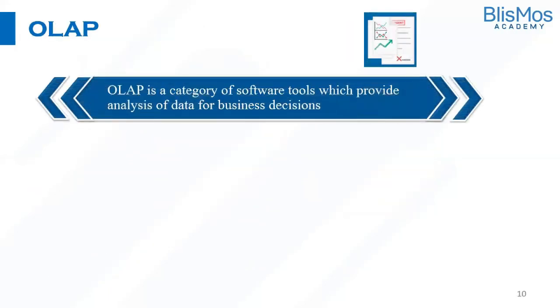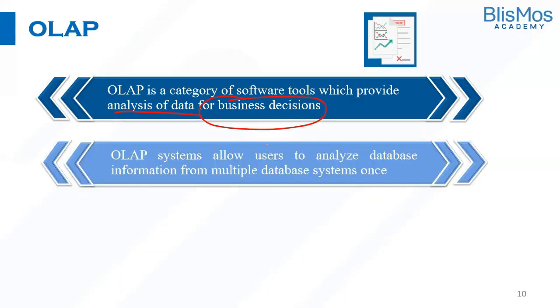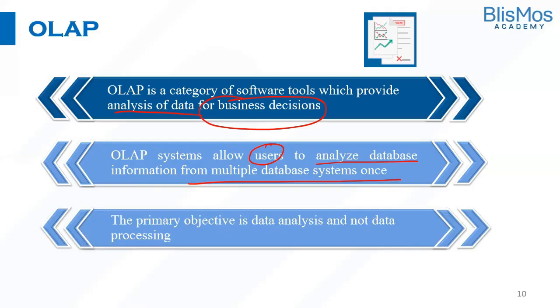Just to summarize, OLAP systems are the tools which provide analysis of the data for business decisions. OLAP systems allow users to analyze database information from multiple database systems. The primary objective of an OLAP system is data analysis, but not data processing.